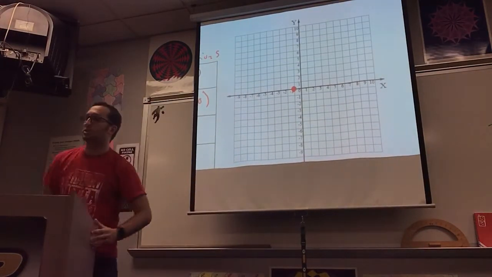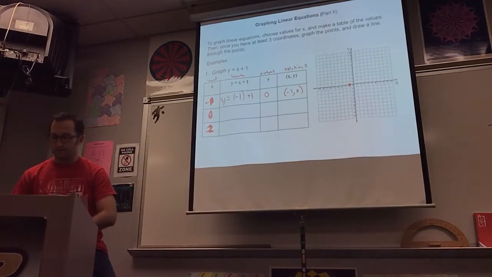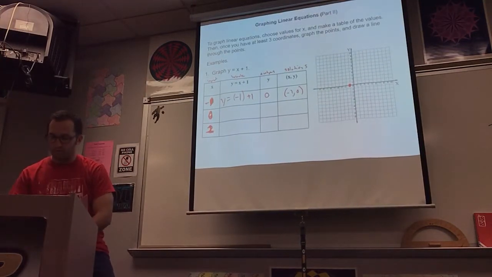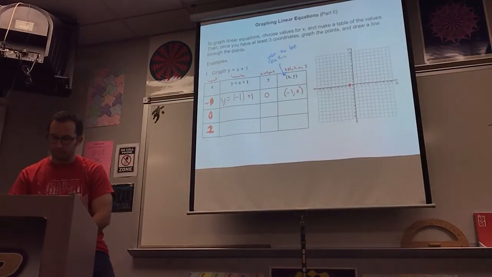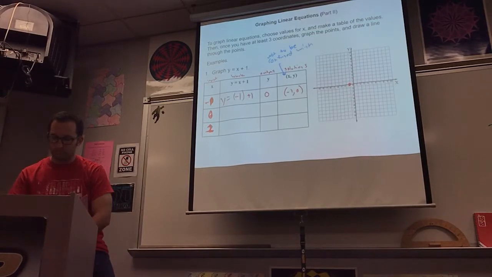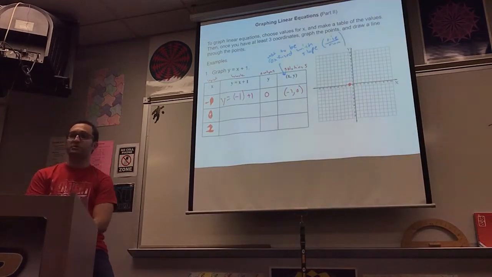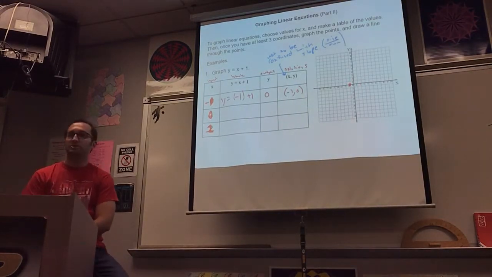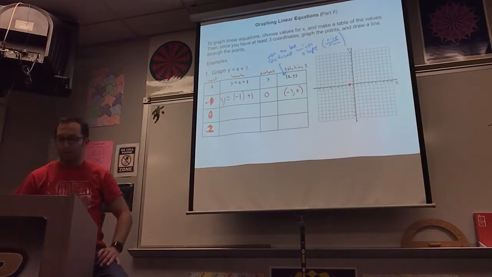Do not confuse a coordinate point with slope. Remember, slope is rise over run, right? Do not confuse coordinate points with slope. Slope is rise over run. It's a fraction, not anything to do with the coordinate point.